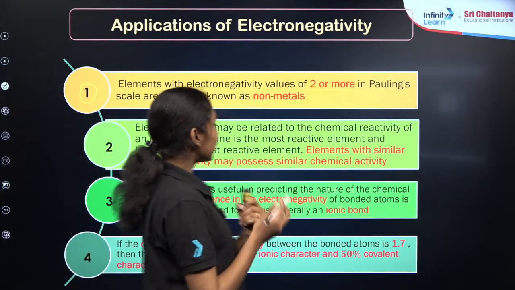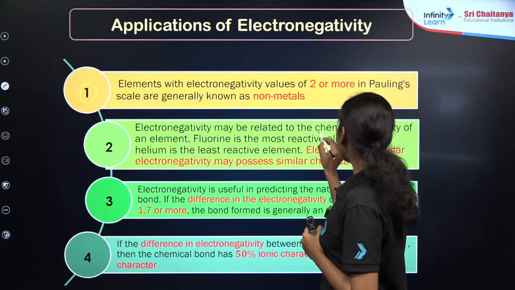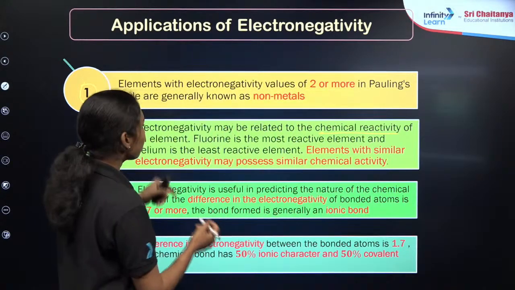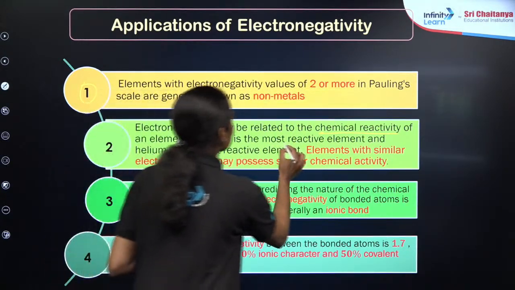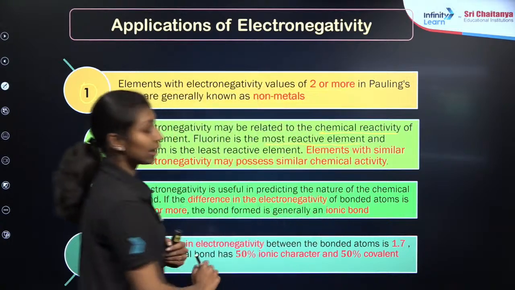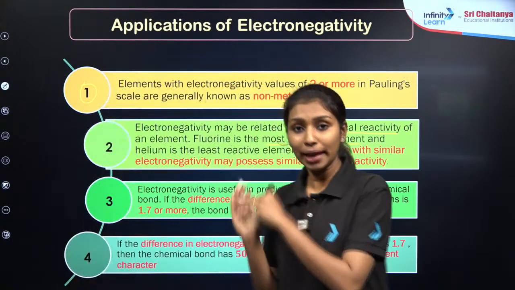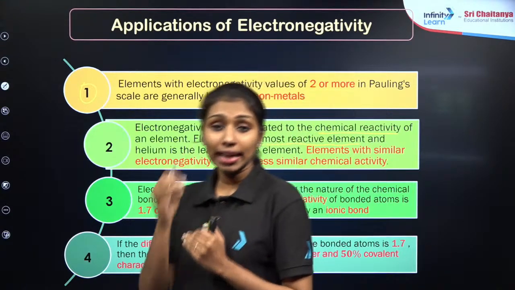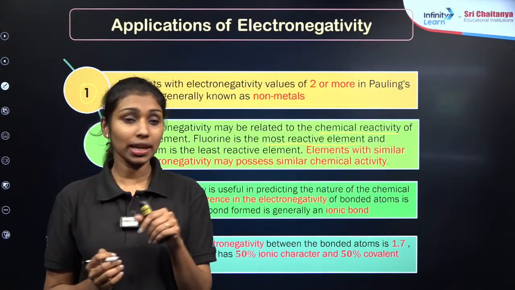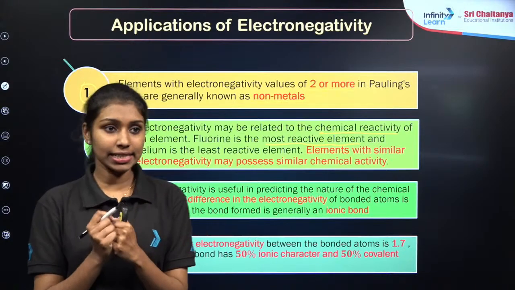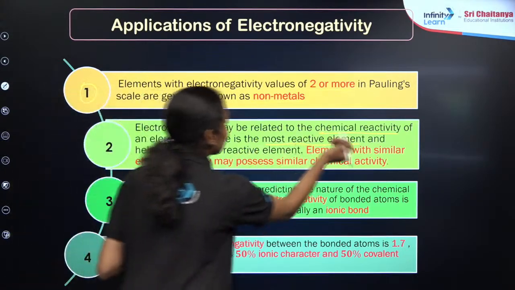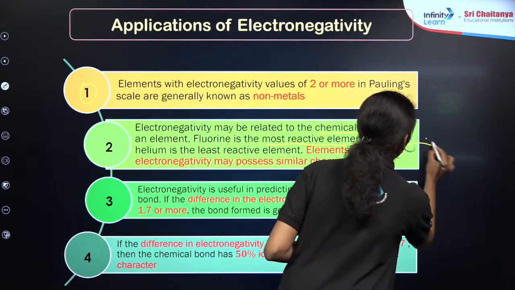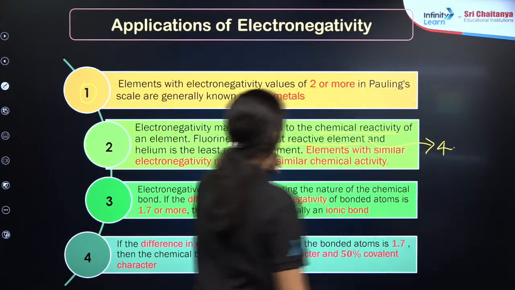The second one, electronegativity may be related to the chemical reactivity of a particular element, right? If we have the maximum value of electronegativity, this will be the most reactive element. That is, the chemical reactivity of an element is directly proportional to its electronegativity value. The element which has the maximum electronegativity should have the maximum reactivity. For example, fluorine is the most reactive element, having the maximum electronegativity value of 4.